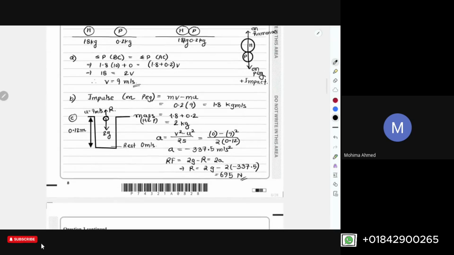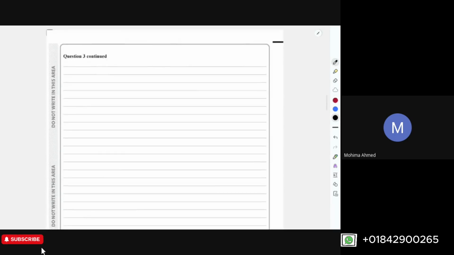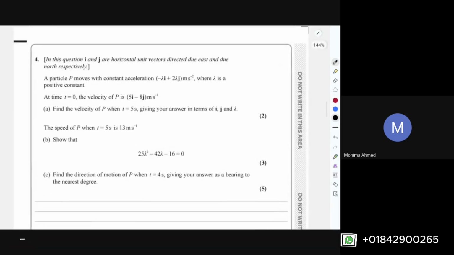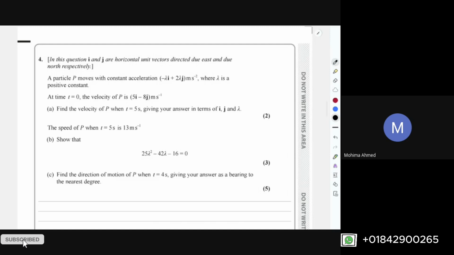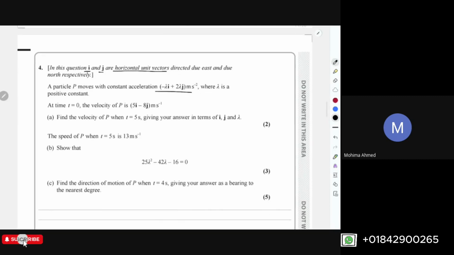Yes, okay. Then after this, if we move on to your question 4 quickly. This is about vectors again, right? I think we did this in class, or maybe we didn't. Let's do this in class. In the question, i and j vectors are horizontal unit vectors due to east and north, respectively. Particle P moves with constant acceleration, where lambda is a positive constant. When t is equal to 0, the velocity is this much. This is the initial velocity, right? Find out the velocity of P when t is equal to 5, giving your answer in i, j and lambda.